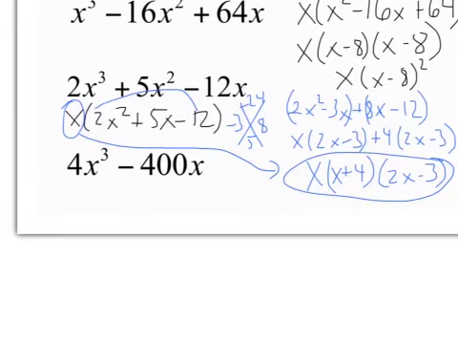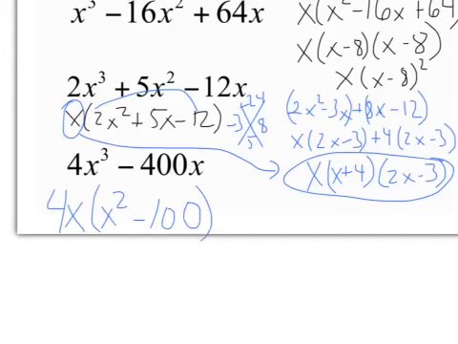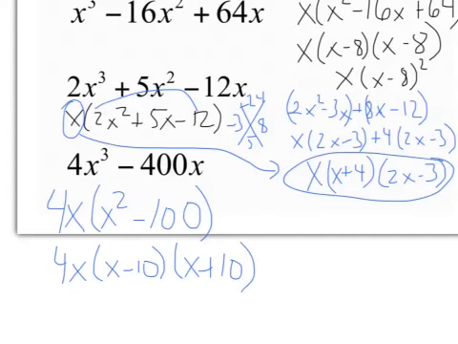The last one here. First, I'm going to factor our GCF. So I'm going to factor out a 4, and it looks like I can also take out an x. So I'm left with x squared minus 100. Now, some of us might be thinking, ooh, I can also factor that x squared minus 100, and you're absolutely right. It's a difference of squares. So I have 4x times (x minus 10)(x plus 10). That's one of our quick ones that we can do.